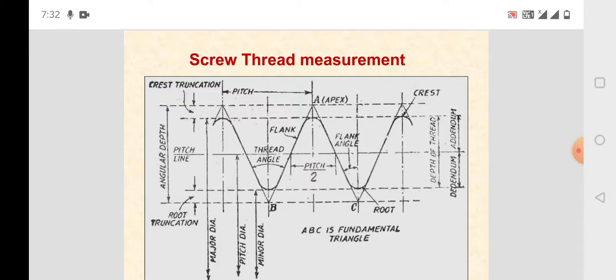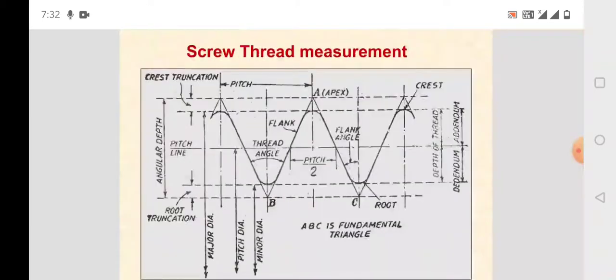Now here the terminology of a screw thread is shown in the diagram, where you can find out the pitch. It is shown here: pitch, then crest, then the thread angle, then the flank angle. The flank is nothing but the surface between the root and the crest, the inclined surface. This is the root, which is the lowest part of the thread. So this is the external thread shown, and the terminology shown here.